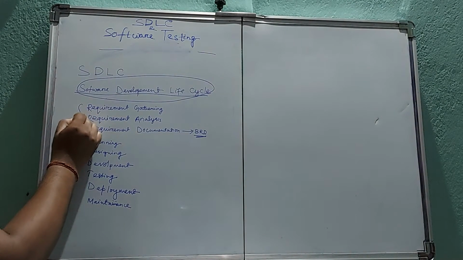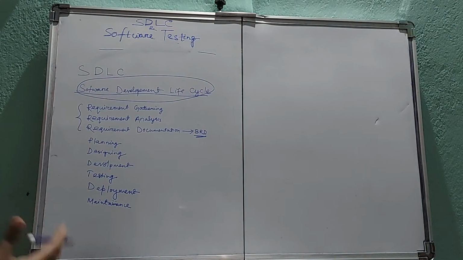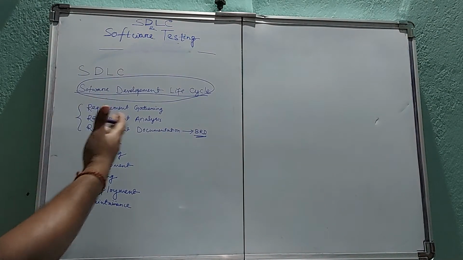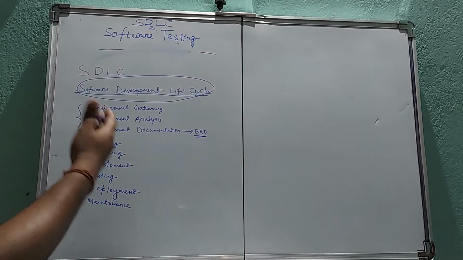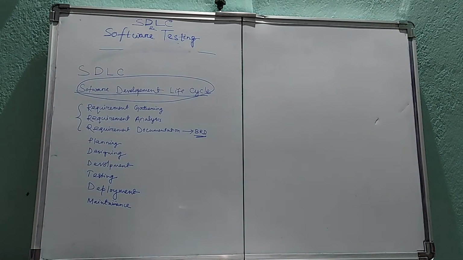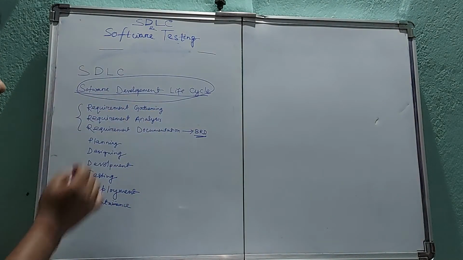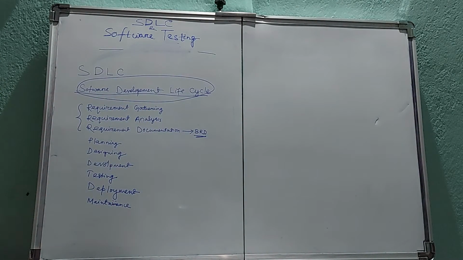So here I have given the three phases which normally other books or tutorials won't say about, all these multiple requirement phases. But I have mentioned them knowingly because requirement gathering is not only requirement gathering, it is about requirement gathering, requirement analysis, and documentation.